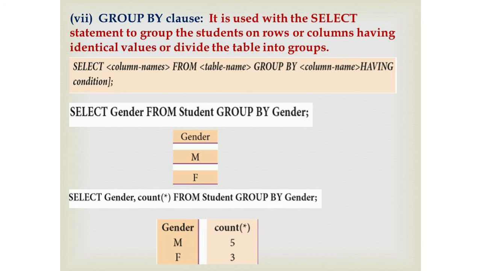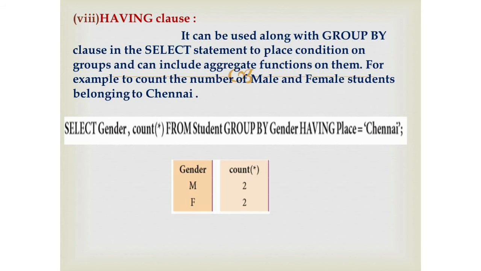FROM student, the name of the table, GROUP BY, this is a keyword, then the column name gender. So you can see the result as gender, with only two categories, male or female, then count: male, 5 students; female, 3 students. Clear? Now we will see the last keyword which is used along with the SELECT command.